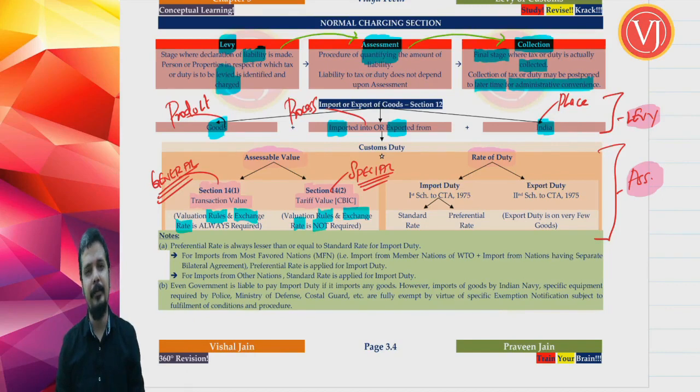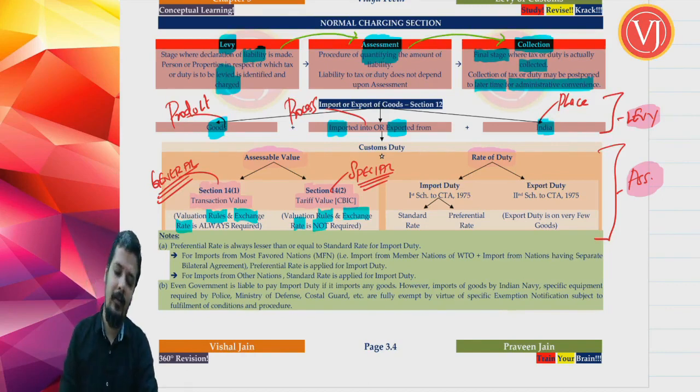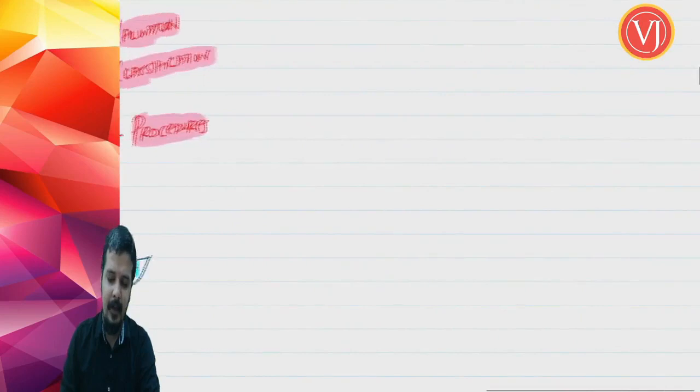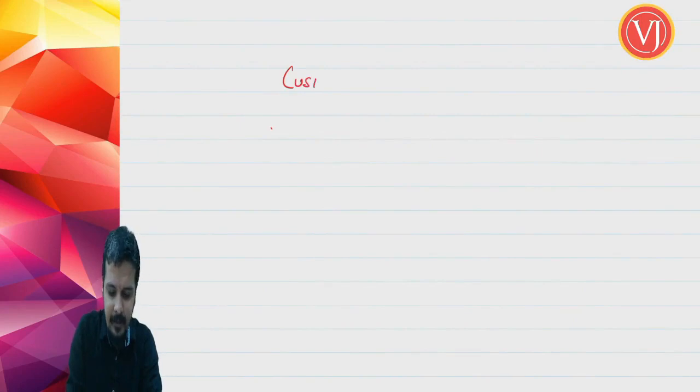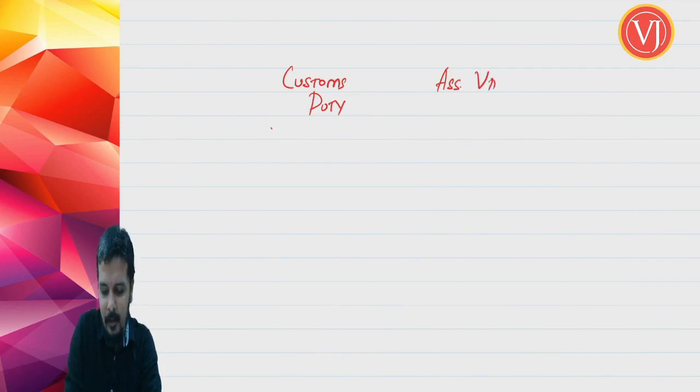Now, friends, when you talk about your rate of duty for your import, it is given under your Schedule 1 of Customs Tariff Act 1975. And rate of duty for export duty is very rare, but it is there. Export duty is on very few items, but it is there. It is given under Schedule 2 of your Customs Tariff Act 1975. Friends, if I were to calculate customs duty, assessment, customs duty will be equal to assessable value multiplied by rate of duty.